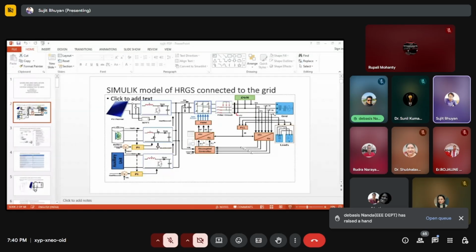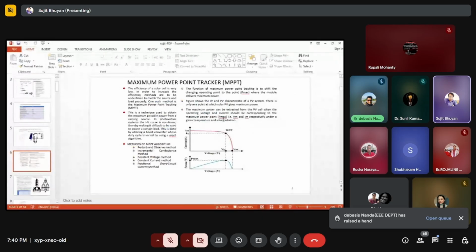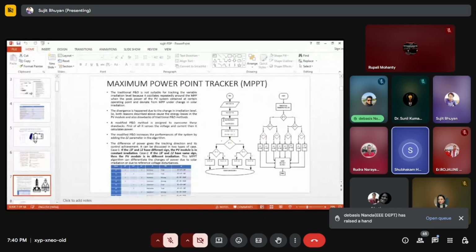The slide is not moving. Yes, sir. No, it is moving. Okay, some low connectivity of bandwidth. That's why I think the slide is not moving.